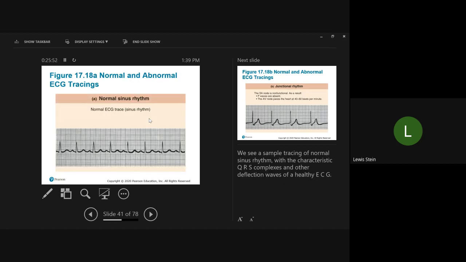Why is this a normal sinus rhythm? Remember, normal speaks to the rate. So the first thing you look at, why is it sinus? P wave, QRS, T wave. P wave, QRS, T wave. The T wave isn't essential, but the P and the QRS have to be one right after the other sequentially.